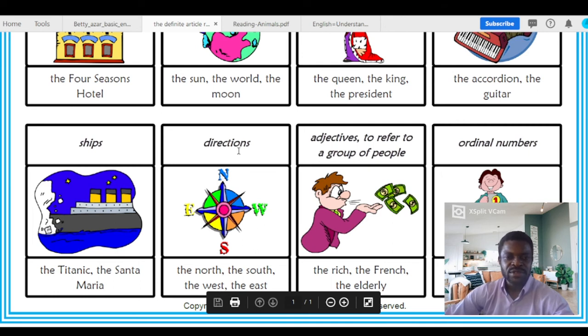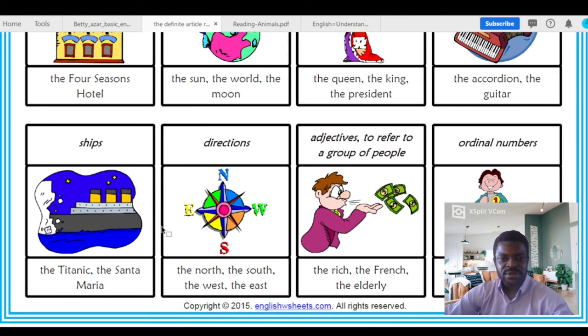Here we've got directions. You have the North and the South Pole, you have East and West. The North, the South, the West, the East. Say the sun rises in the East. Every morning you wake up, that's an example I usually give to you when I talk about things that are always going to be true. The sun rises in the East.